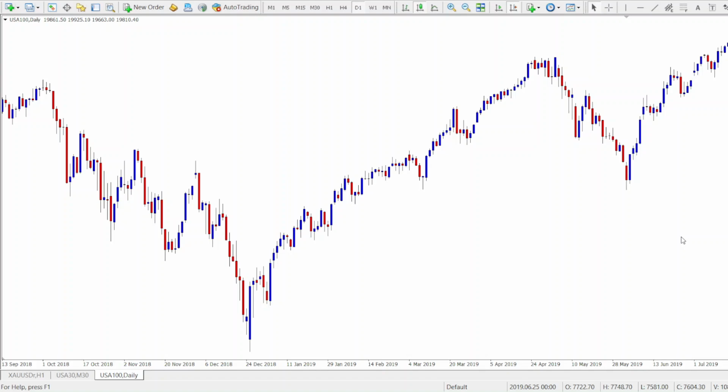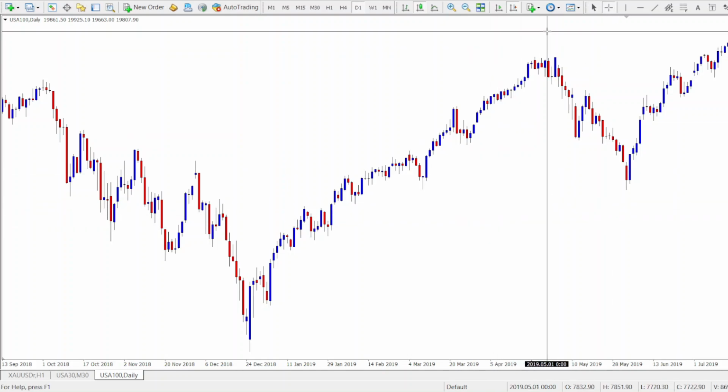So key points to note are that the dragonfly doji candlestick pattern is a bullish reversal candlestick pattern. It usually appears toward the end of a bearish move. The dragonfly candlestick pattern usually indicates that a bullish move is about to begin or continue.